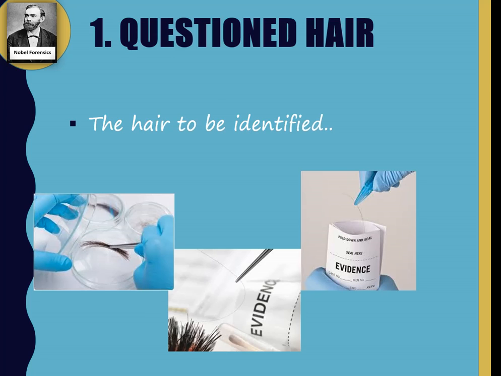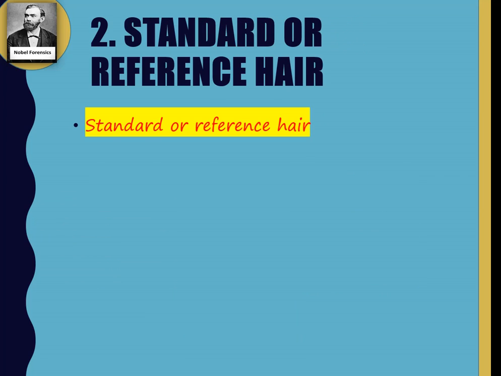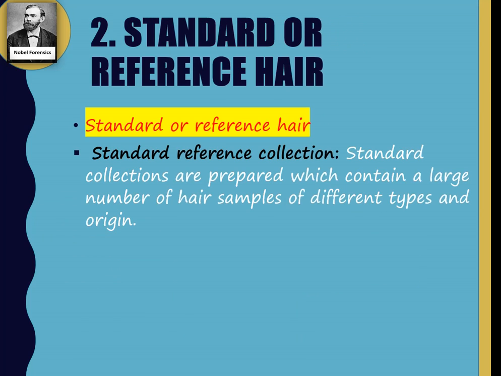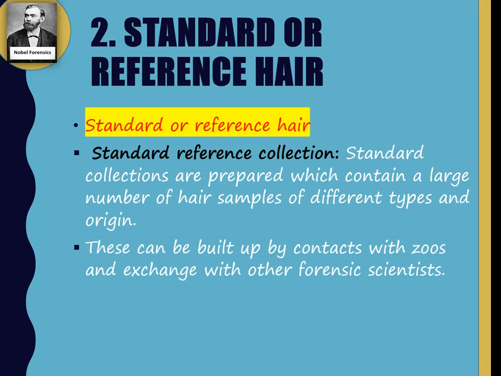That is questioned hair. And standard or reference hair, standard reference collection. Standard collections are prepared which contain large number of hair samples of different types and origin. Not only human hair but also animal hair. So we may not get animal hair at one place. So collecting from the zoos for different animal hair and also sometimes exchanging with other forensic scientists for standard or reference hair.